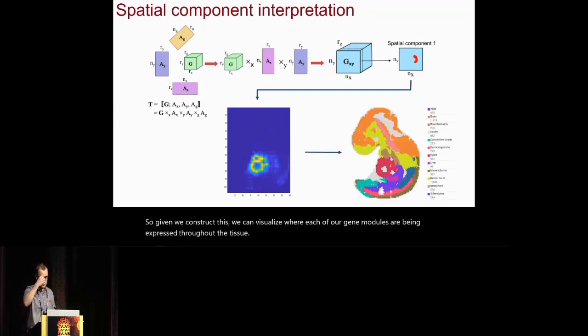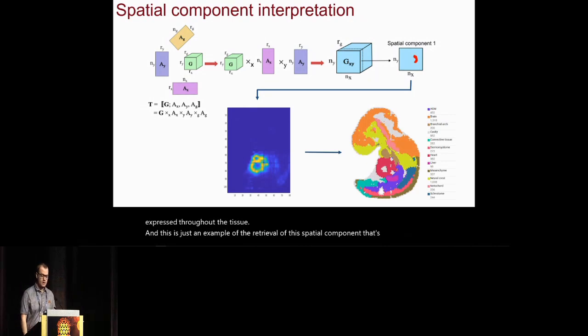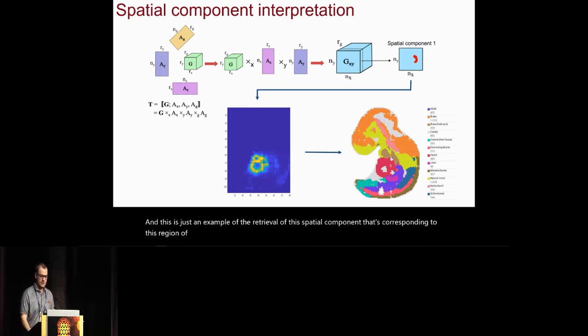And this is just an example of the retrieval of this spatial component that's corresponding to this region of the heart in this mouse embryo.